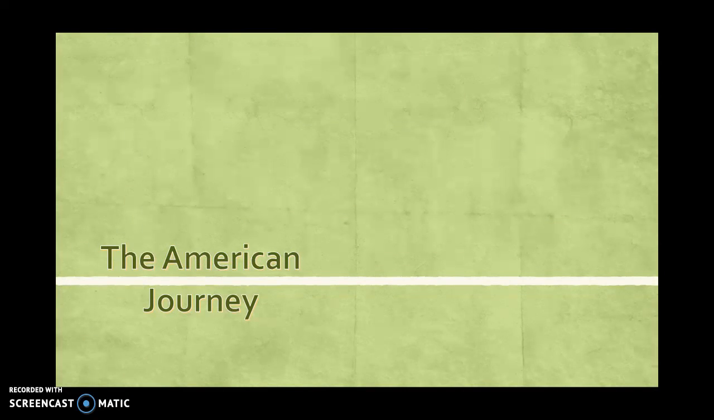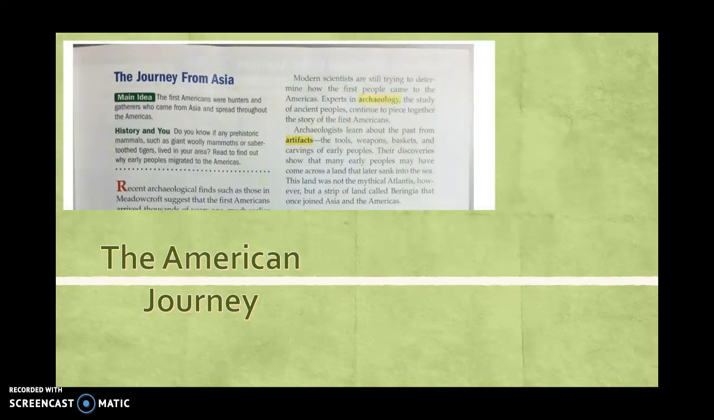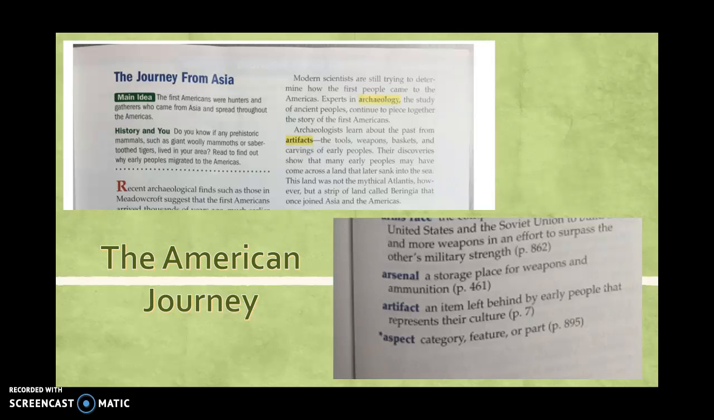So in The American Journey, I looked at this page and I decided to use the word artifacts, which is highlighted right there so students can see that it is a vocabulary word. And I looked at the definition that was in the book, which is an item left behind by early people that represents their culture.